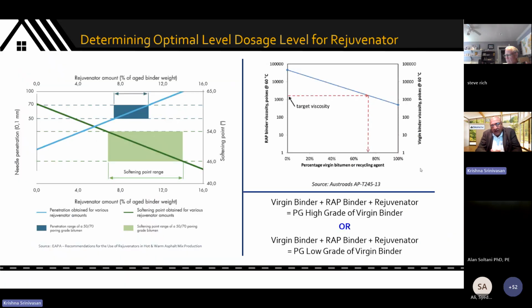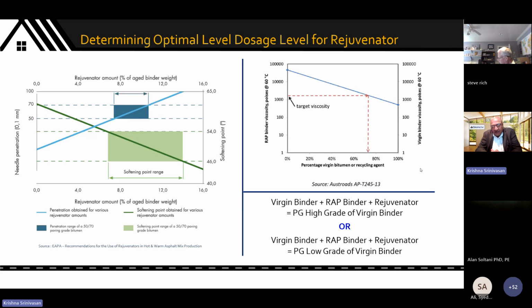So how does one go about determining optimal dosage level of rejuvenator? It can be done in 2 different steps, either or. One is at the binder level or one is at the mix level. And right now, let's talk about the binder level.